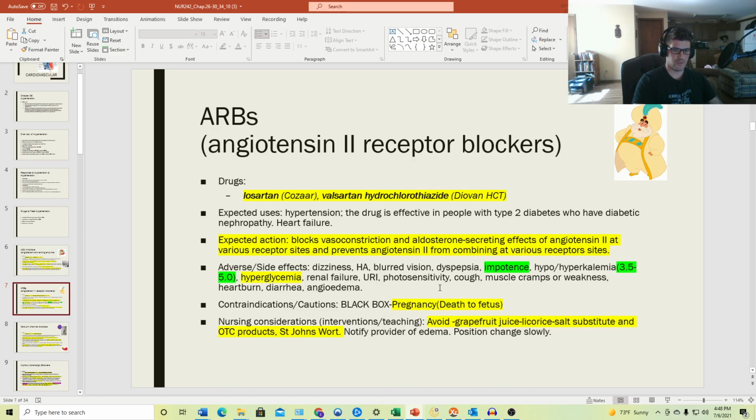Next is avoid grapefruit juice, licorice, salt substitute, and over-the-counter products and St. John's wort. I see a select all that apply there myself of things, teaching and interventions, things to avoid. That's a big list, and it kind of encompasses a list that we've seen in a lot of drugs. So think about that. And with that being said, we'll move on. I think one other thing she said is, she did make note of the hyperglycemia. So be looking for that.